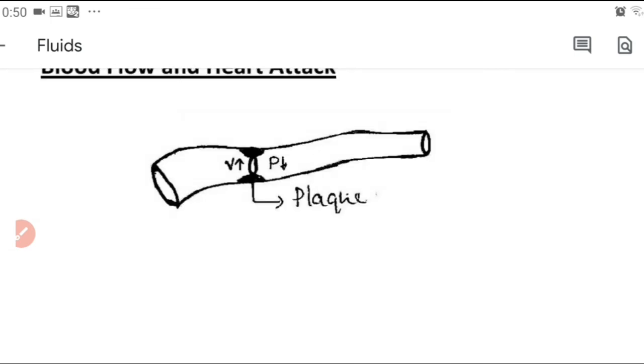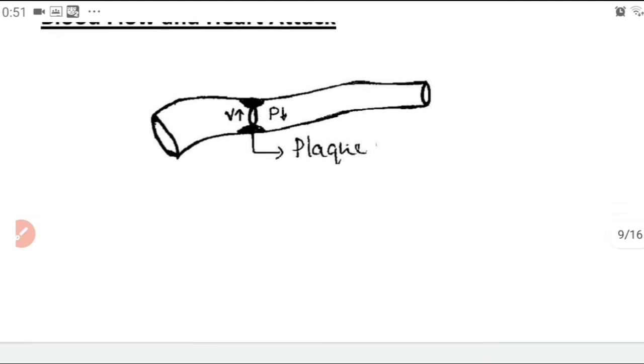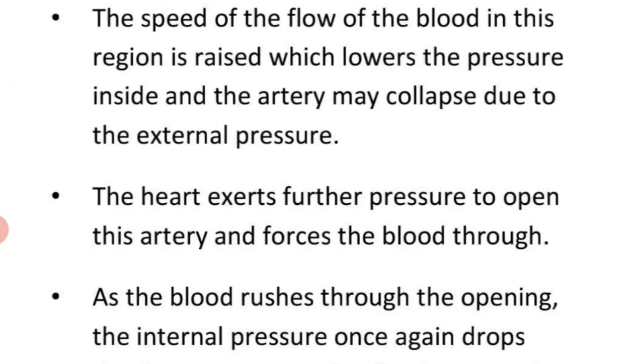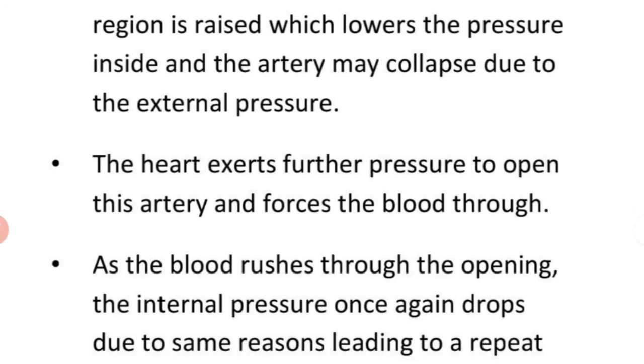As per Bernoulli's principle, if the velocity is more, the pressure will be less. So inside the artery, the pressure will be less compared to the pressure outside. Because of this pressure difference, the artery gets compressed, because the outer pressure is more. As the artery gets compressed by the increased outside pressure, the heart exerts further pressure to open this artery and forces the blood through.